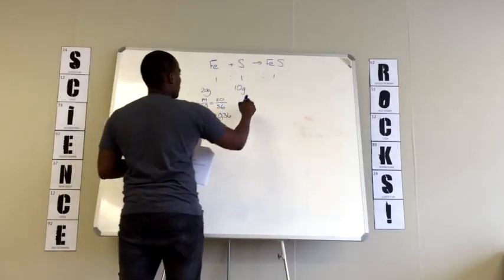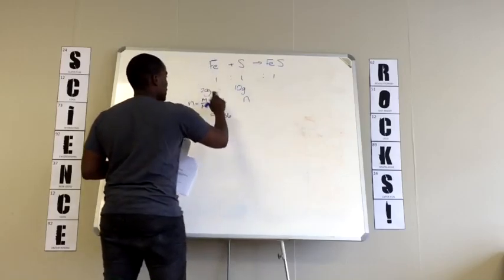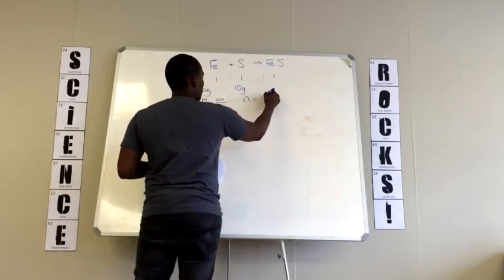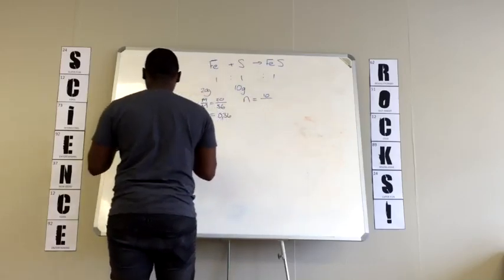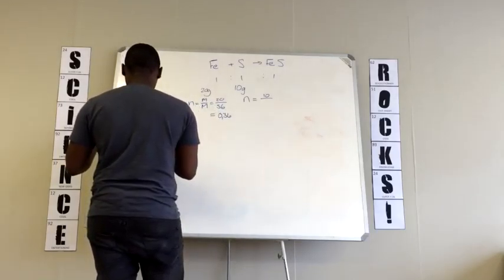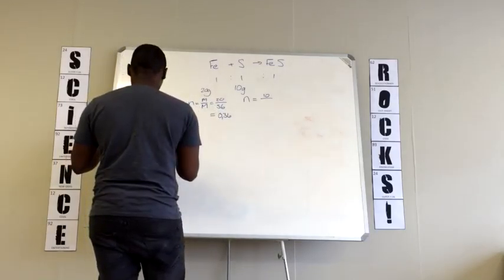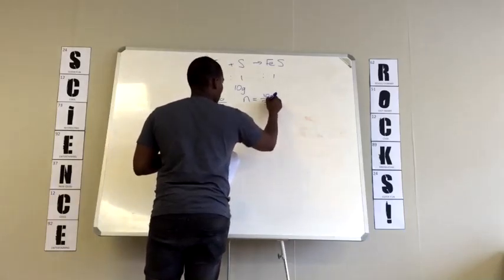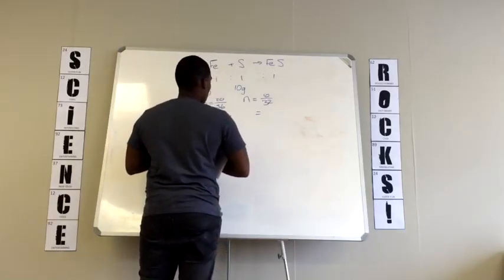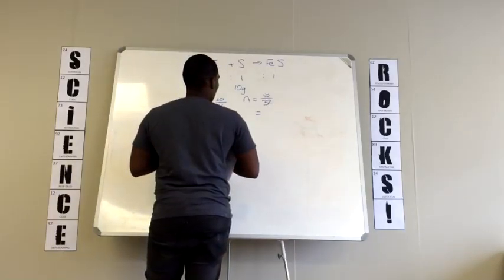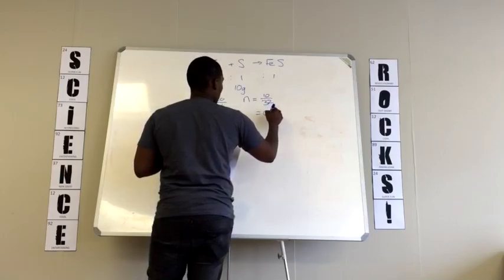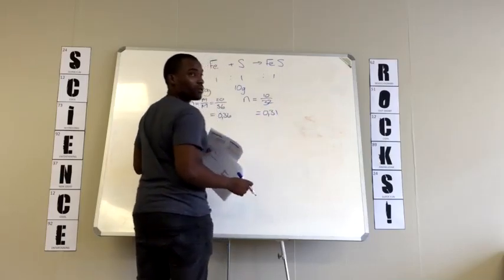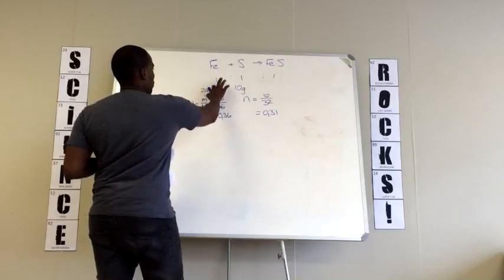So let's look at sulfur then. How many moles of sulfur do we have? We're going to apply the same equation. We're going to end up with 10 divided by the relative molecular mass of sulfur, which is 32. How many moles is that? 0.31. Okay.